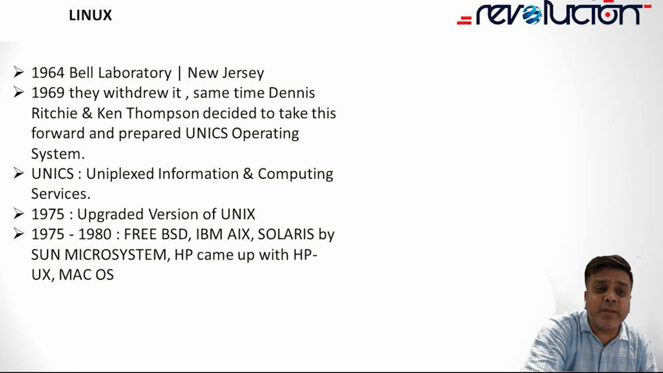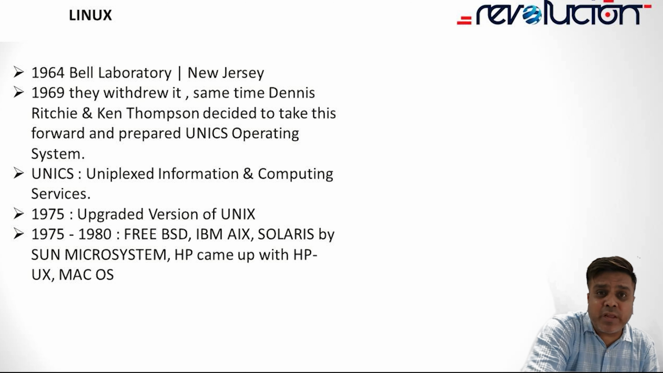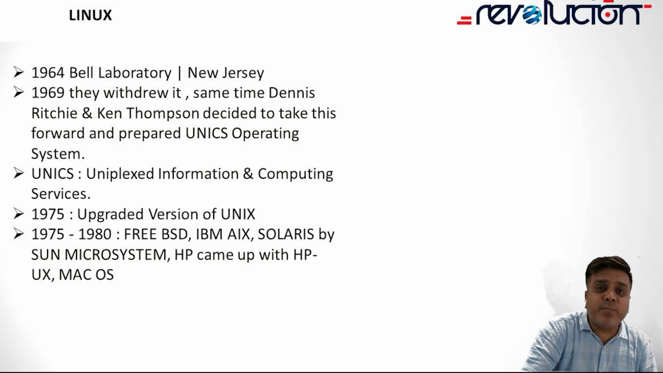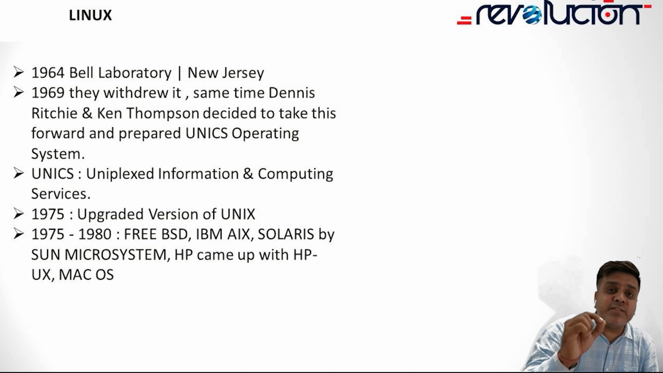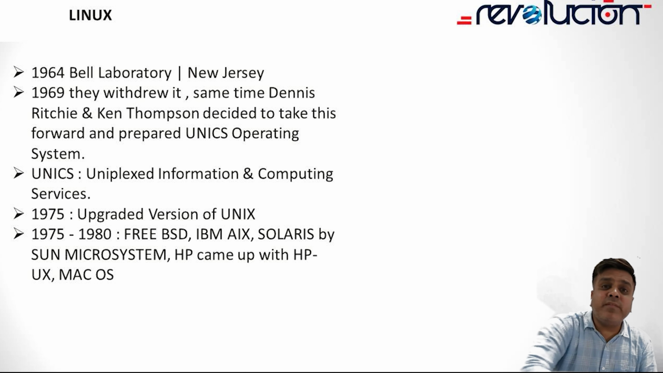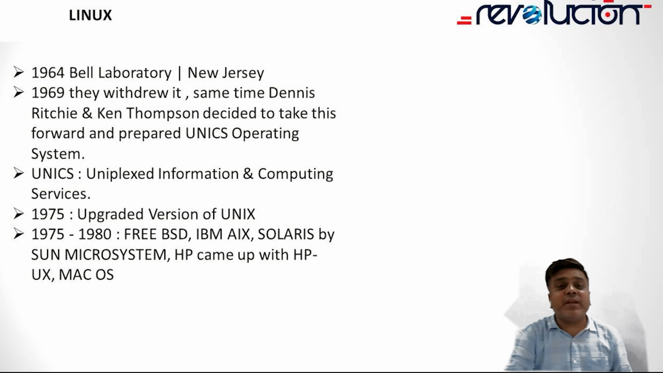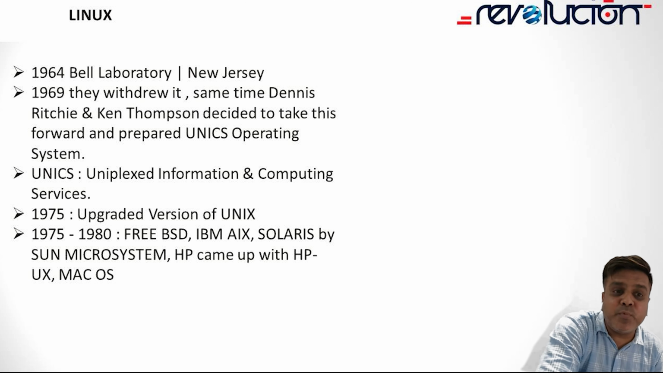So during that period, Dennis Ritchie, I'm sure everyone knows who Dennis Ritchie is, right? Dennis Ritchie was the one who developed C. And Ken Thompson decided that we would take this project forward and not let it go to waste. So they started working on the platform which is now called the Unix operating system. In the initial days Unix was not called Unix, it was termed UNICS, Uniplexed Information and Computing Services, which is now called Unix.